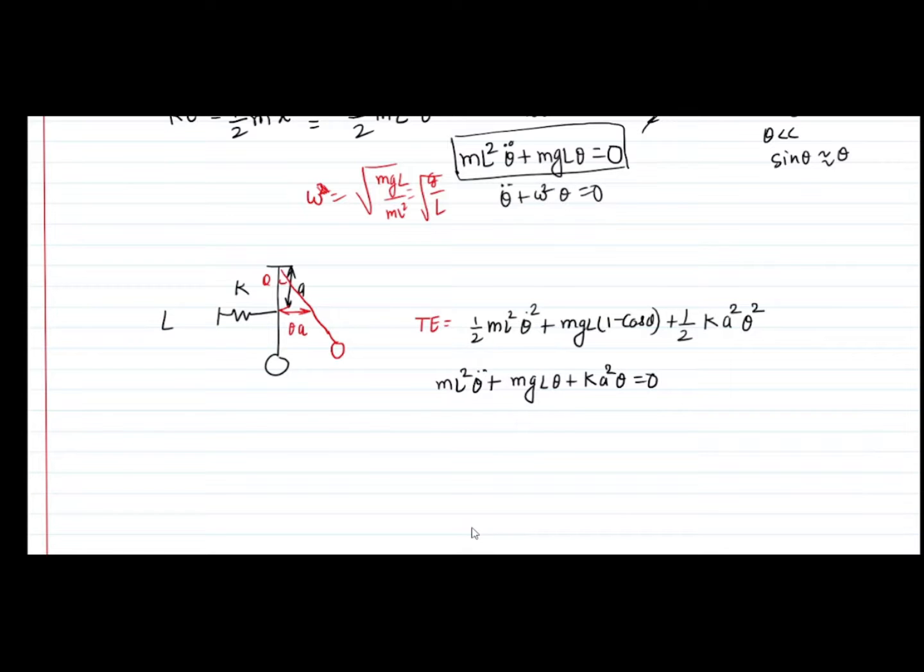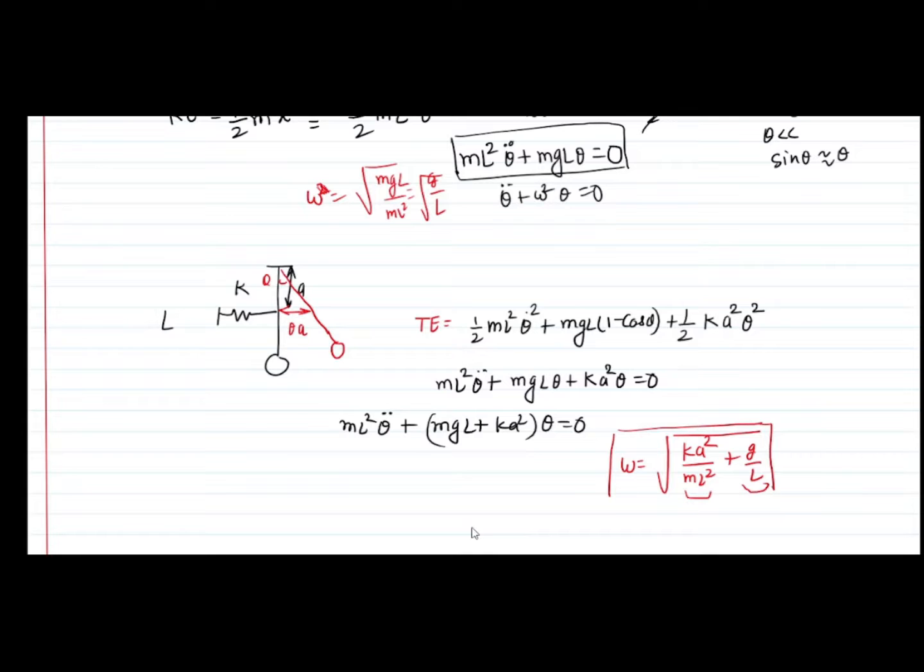So from here we can see that m l square theta double dot plus m g l plus k a square, times theta, is equal to 0, and if I write the expression for the natural frequency, the natural frequency will be what? Under root k a square by m l square plus g by l. So you can see here that now two terms are contributing to the natural frequency, one because of the pendulum and another one because of the spring.